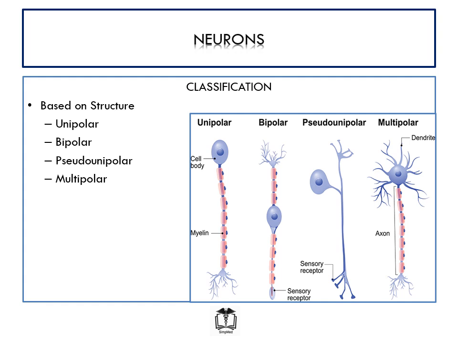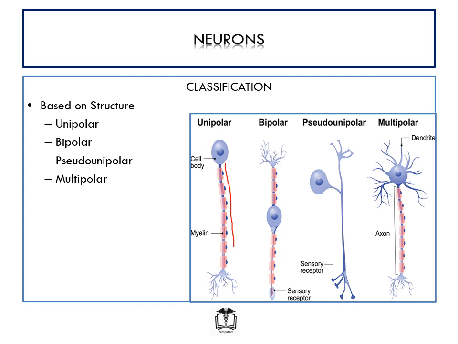So unipolar, as the name implies, is just a single process coming from one pole. You can see just the cell body and then one single process, really an axon, coming out of it. Usually we don't see this in adult structures. We tend to see unipolar neurons in embryonic structures, and even in non-vertebrate organisms.